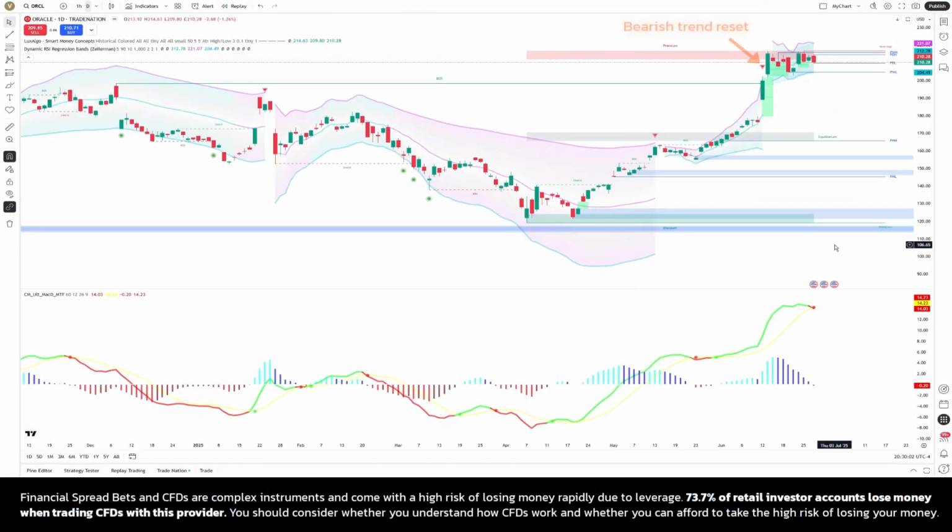Ultimately, the Smart Money Concepts Indicator by LuxAlgo is not about signals in isolation. It's about reading context and letting the chart show you where liquidity, structure, and behavior meet.